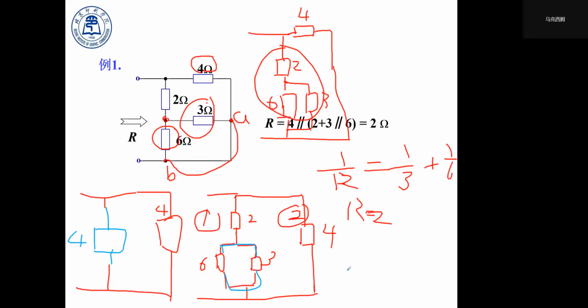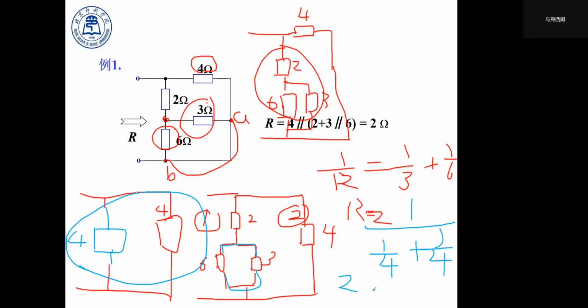So we can calculate the total equivalent resistance of the combination of two parallel 4 ohm resistors. It's very easy to calculate. The reverse of the sum of the reverse of a quarter plus a quarter, so that must equal 2. So that's how we calculate this.